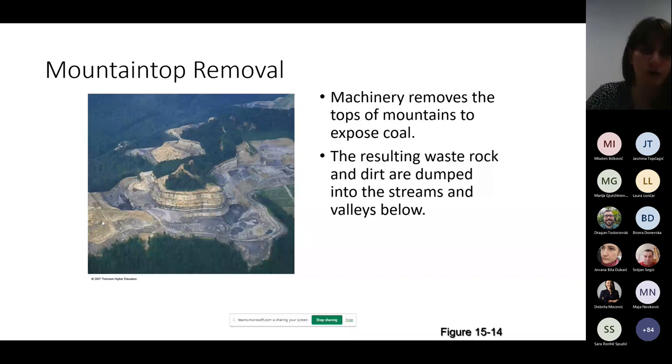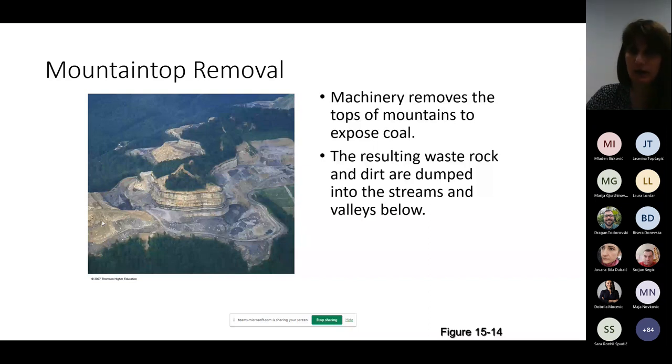So it's very important what is happening in the neighboring countries, in the neighboring regions, because these toxins and this hazardous waste can very easily reach our ecosystem as well. So this is mountain top removal, where machinery removes the tops of mountains, for example, to expose some mineral resources, and the resulting waste rock and dirt are dumped into the streams and valleys below.